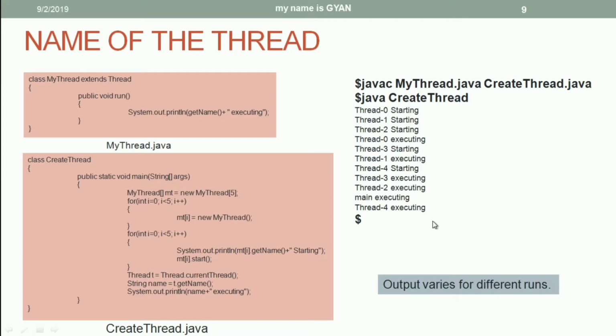Actually, we do not have any idea which thread will get a chance on the CPU and which thread will be preempted. We do not know. Output varies for different runs.